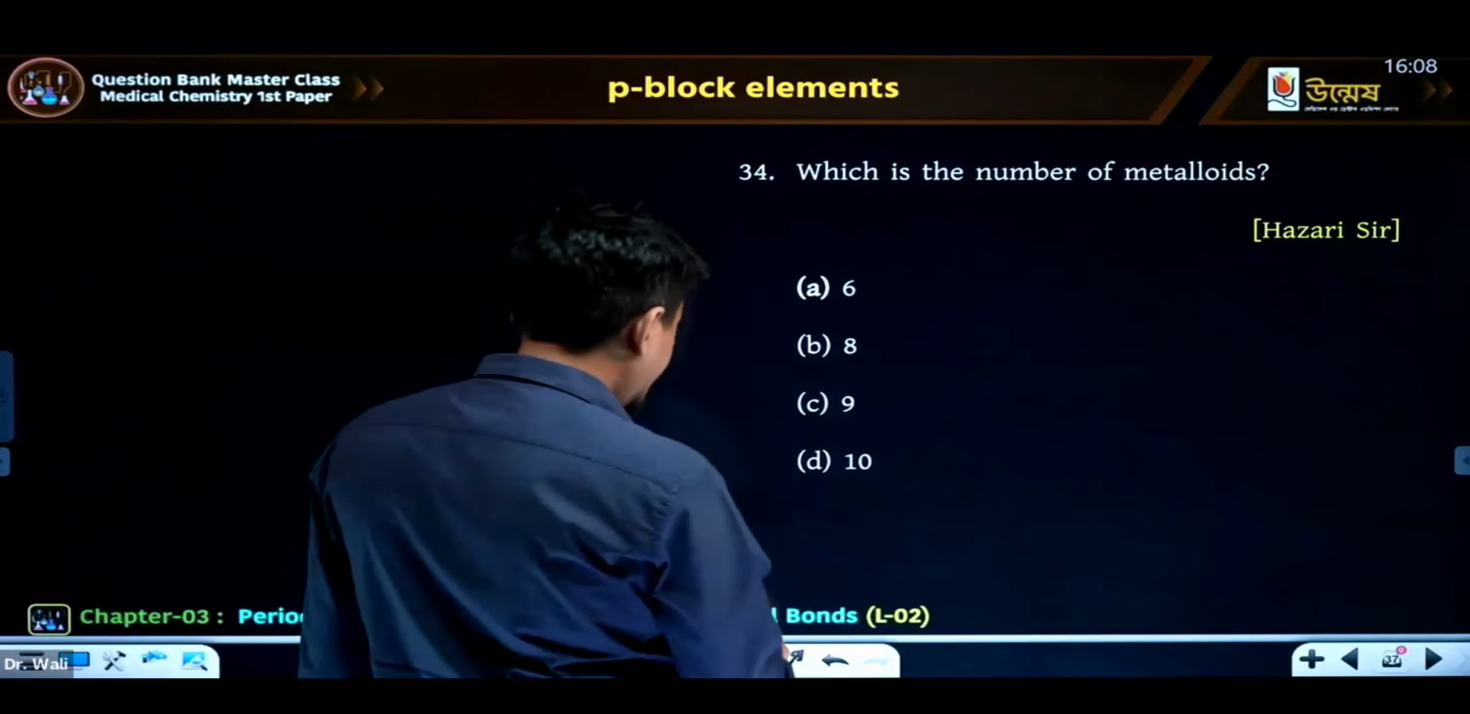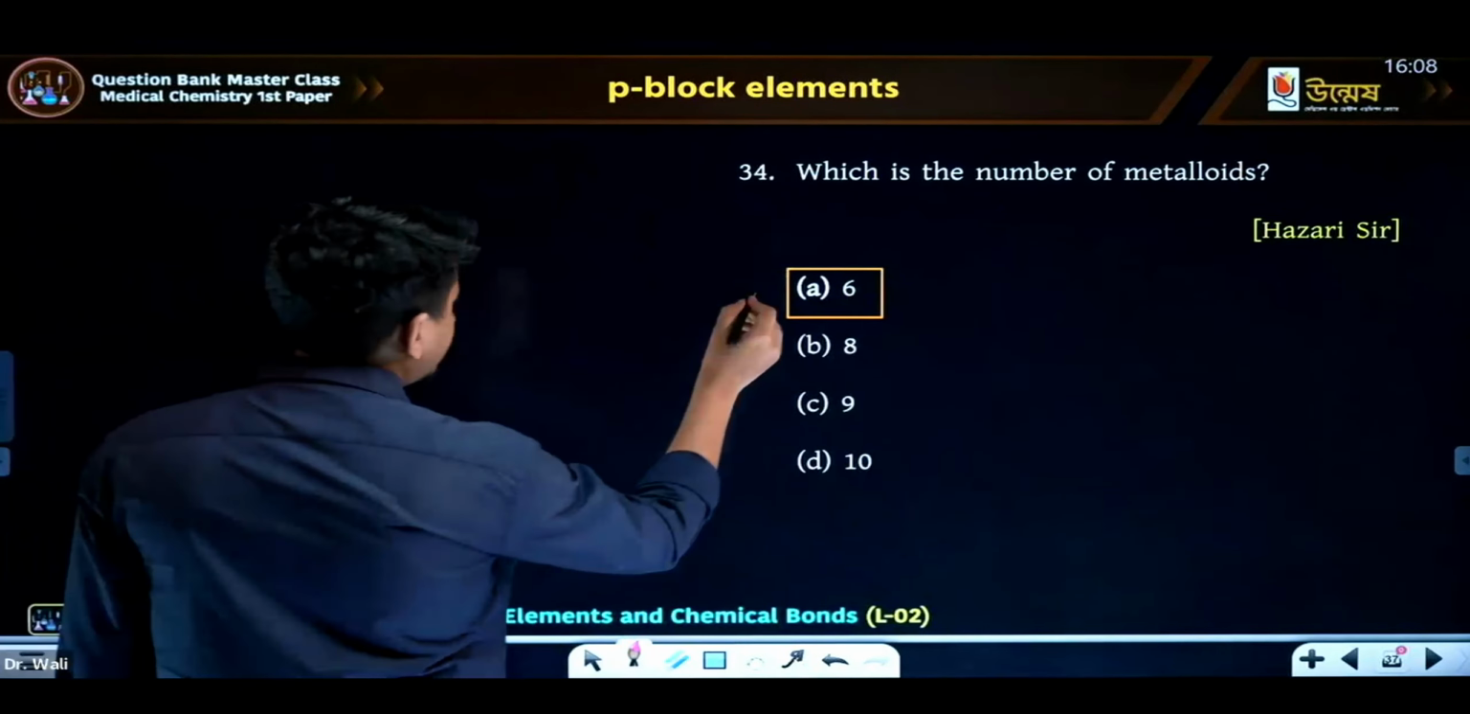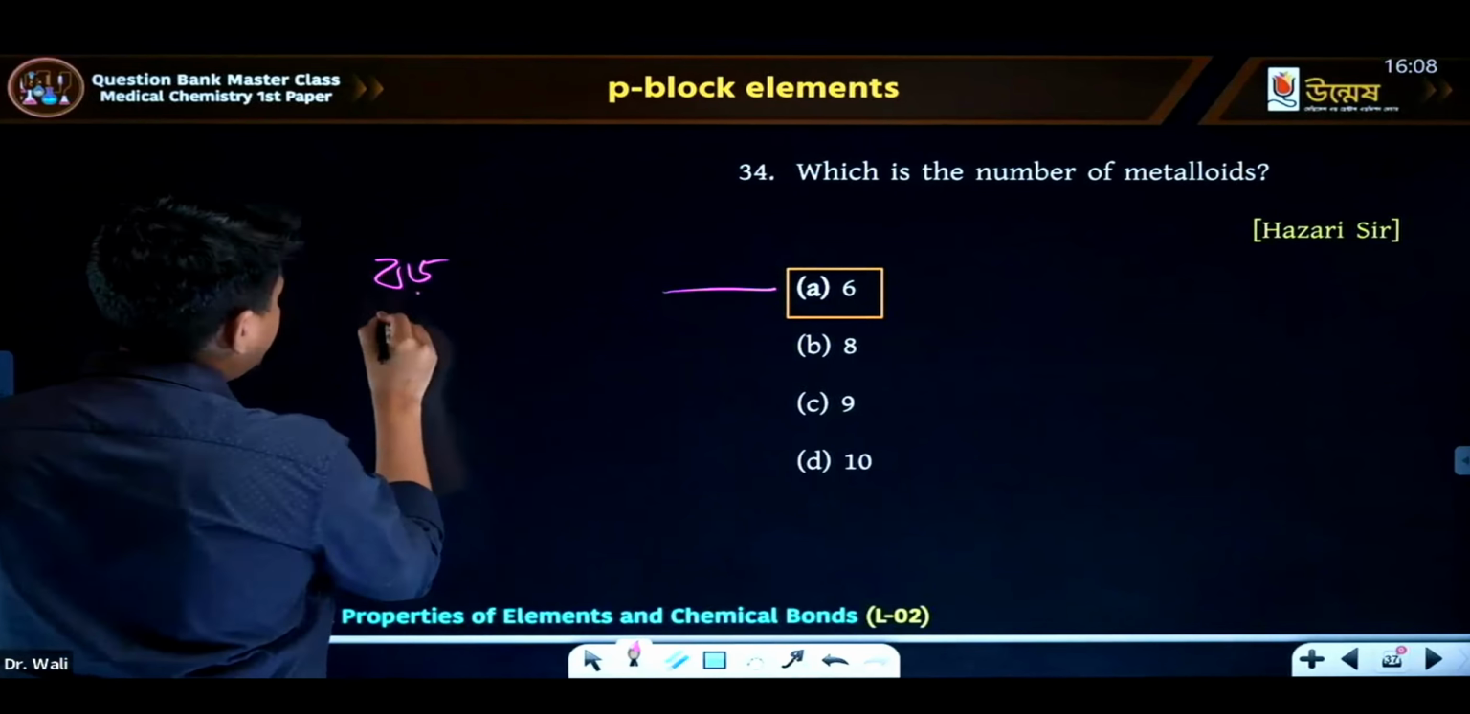Which is the number of metalloid? I have already discussed that in the previous lecture. The number of metalloid is 6. And what are those? We can easily remember with this mnemonic.